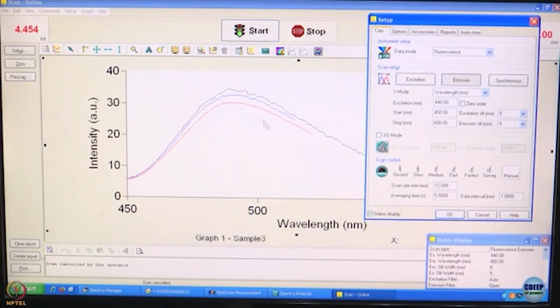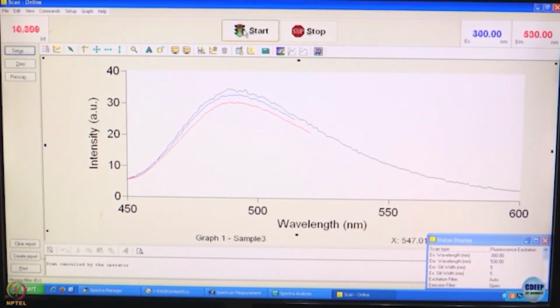So, here we see the emission maximum is around 500, a little less than 500 nanometer or so. I want to record an excitation scan now. Let us set the emission wavelength to say 530 nanometer, and let us do a scan from say 300 nanometer to say 500 nanometer. And since we do not want to spend so much time, I will change the averaging time to 1 second. Okay. So, that is what it is, and let us see what the spectrum looks like.